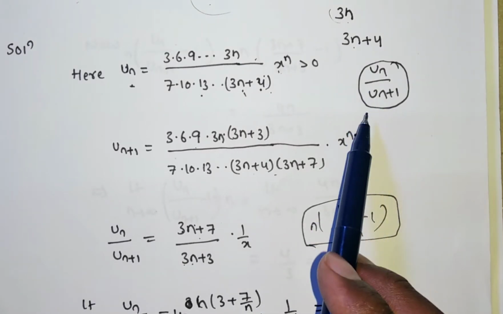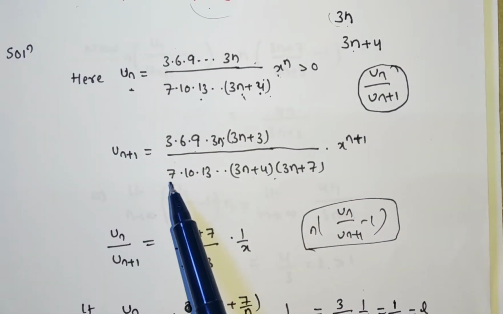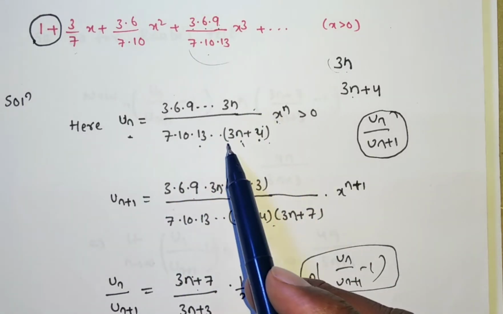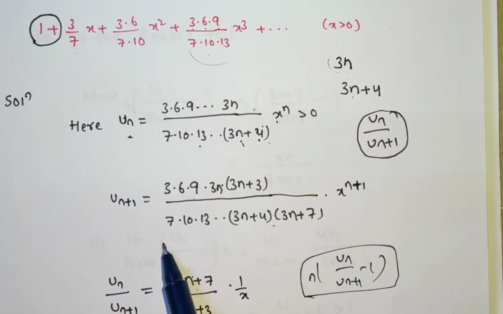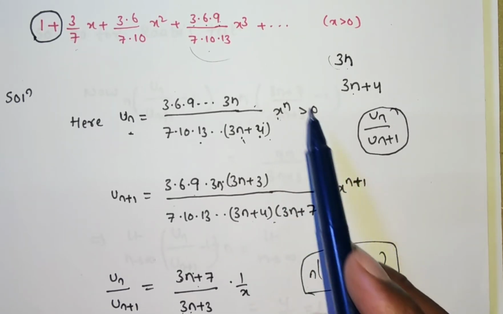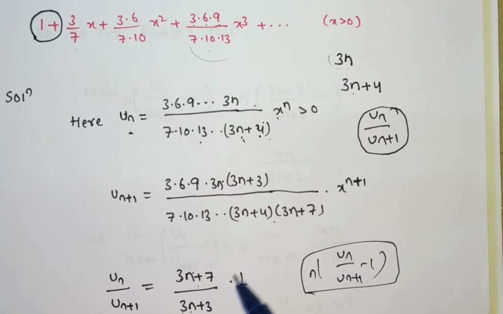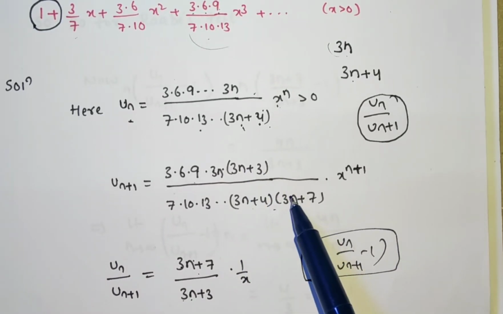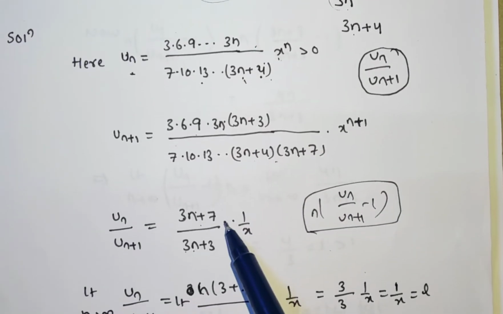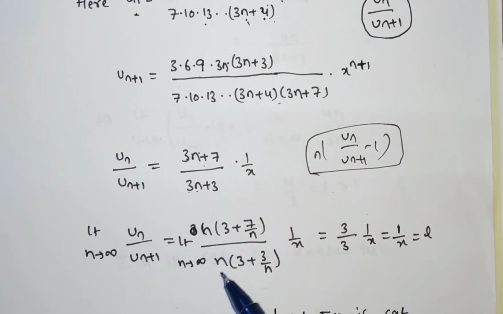Now I want un by un plus 1. In un by un plus 1, you see the common terms up to the nth term. So in the numerator, up to 3n gets cancelled. In the denominator, up to 3n plus 4 gets cancelled. Remaining, you have x to the power n by x to the power n plus 1, so x to the power n gets cancelled and 1 by x is left. This denominator term, 1 by 3n plus 3 by 3n plus 7, if you write the reciprocal, you will have 3n plus 7 by 3n plus 3.